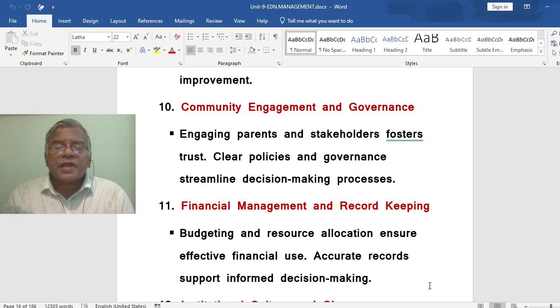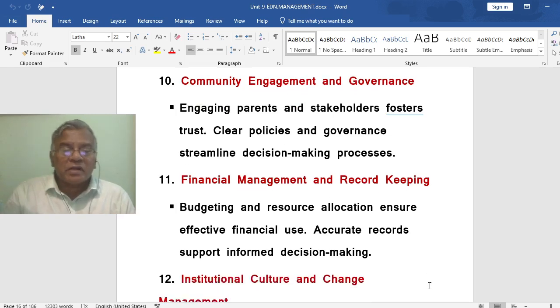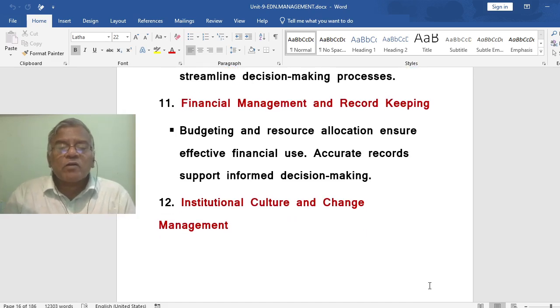Engaging parents and stakeholders fosters trust. They should believe in us. They should have trust in us. Clear policies and governance, streamlined decision-making processes for community engagement and governance. Then financial management and record keeping.